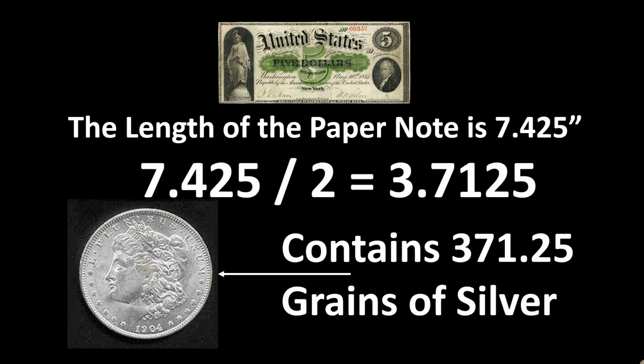At this point in my studies, I had come to conclude that whoever designed the paper notes, for whatever reason, transposed the defining properties of the actual gold and silver coins into their paper representations, with the first clear example of this in their 7.425-inch edge length.